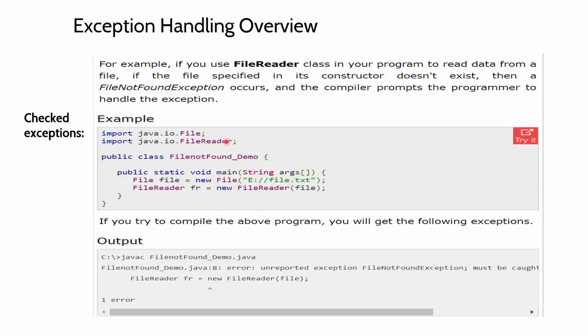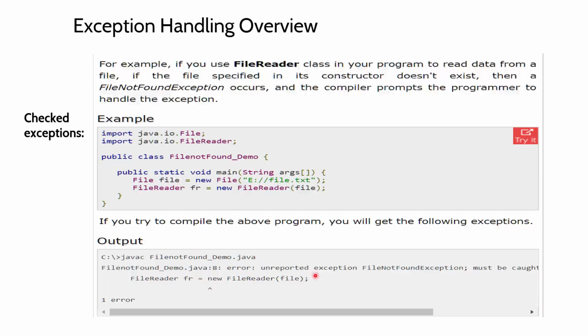Here's a good example of a small class that's looking for an external resource. In this case, it's a file, and this can be written with no syntax errors and can compile fine, but it's dependent on an external file. As you can see here, this file reader class is instantiated in this class, this file not found demo, and you can see here the file is expected to be on the E drive, file.txt, and again, syntactically this is fine.